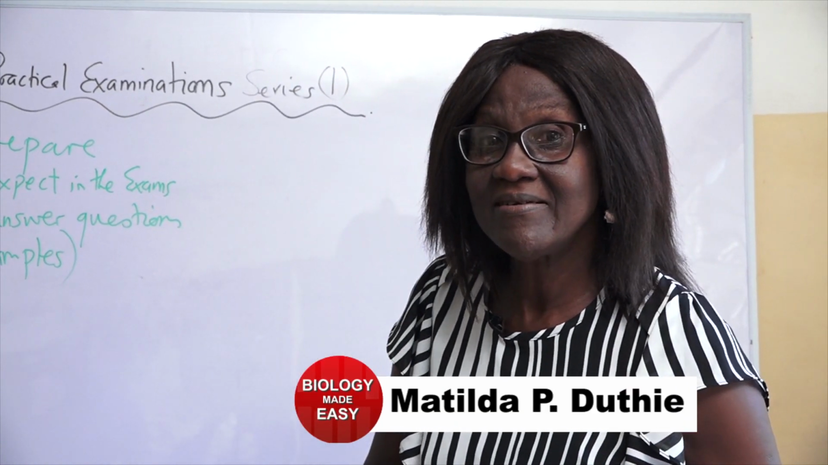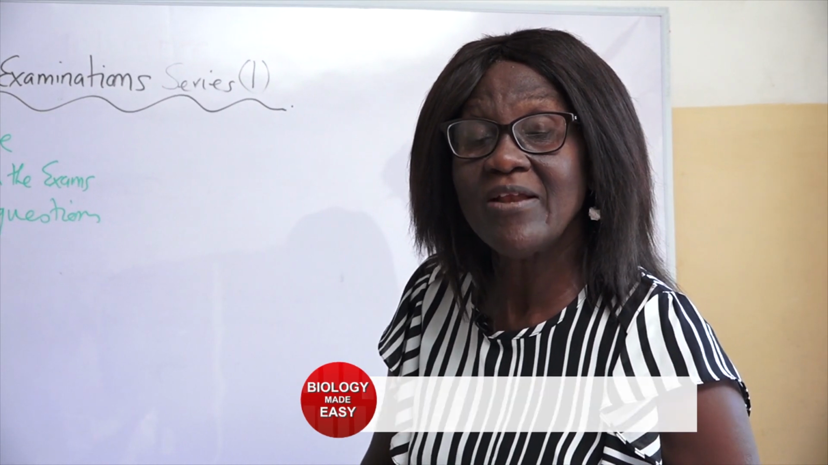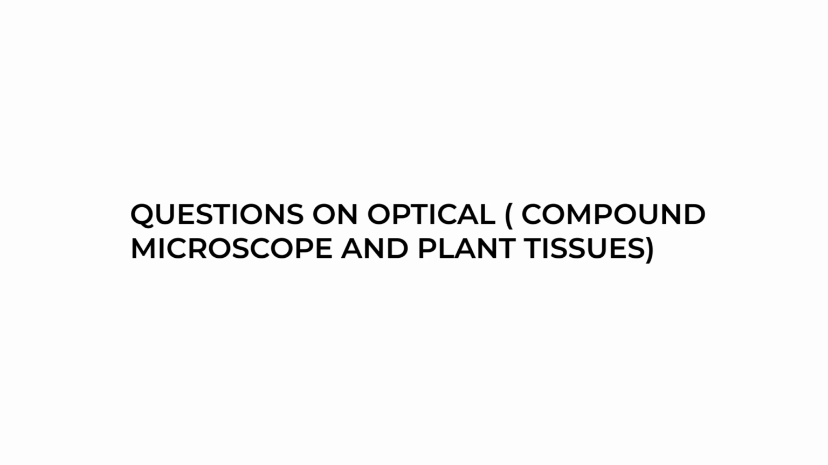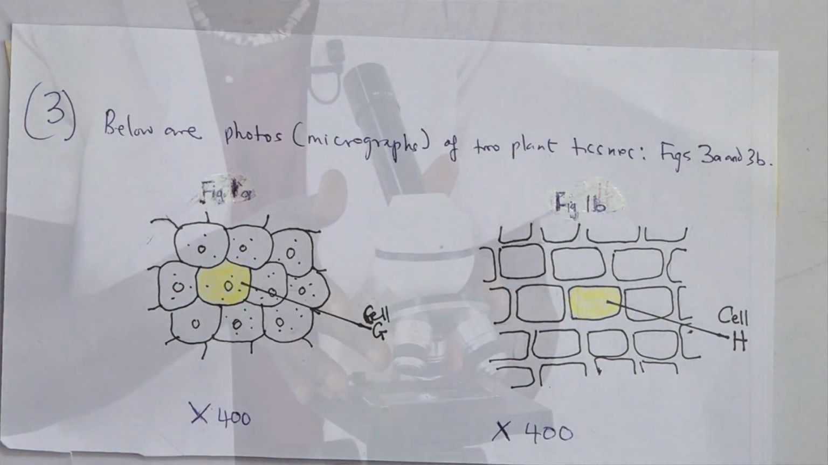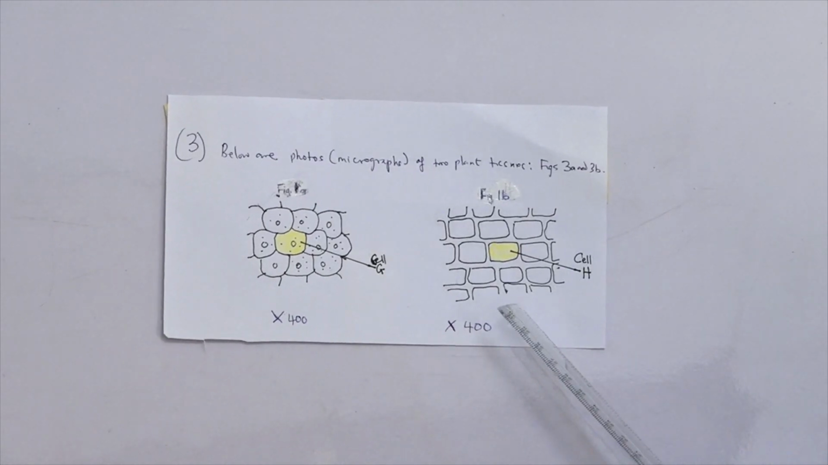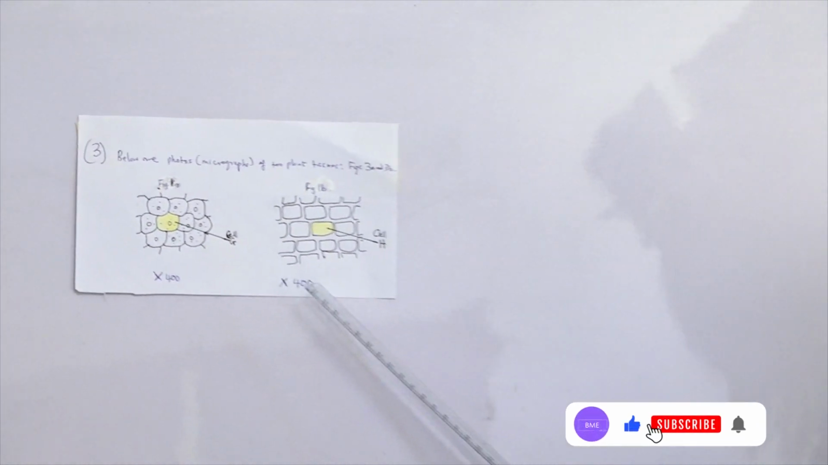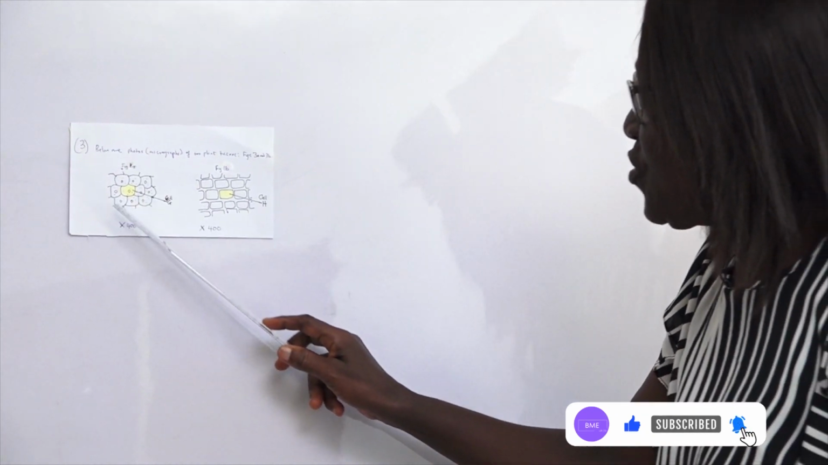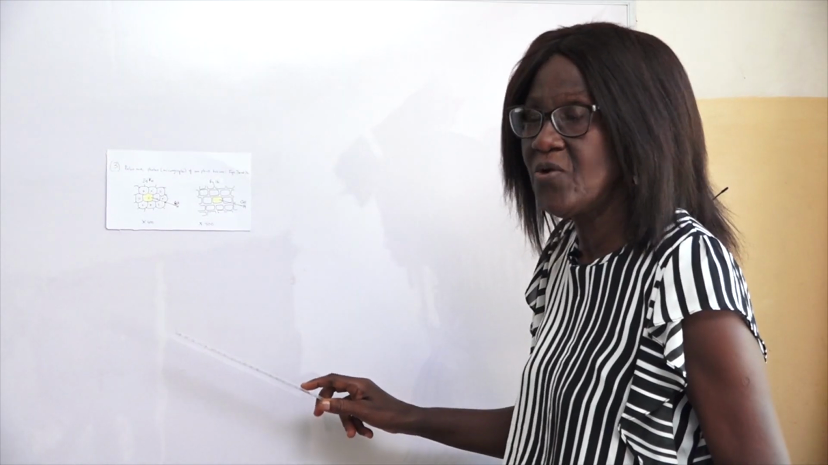Today we are going to look at how to answer biology practical questions. We now want to have questions on microscopes. Let's look at questions. So you have these two groups of plant tissue under an optical microscope. You have Fig 1A and Fig 1B. The magnification is times 400, each one of them. And we will use these photo micrographs to answer the following questions.